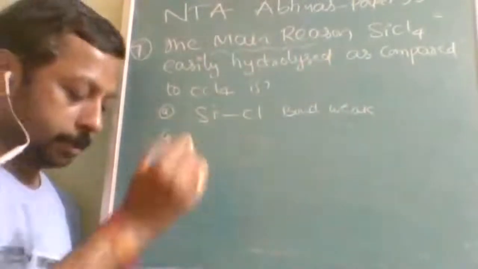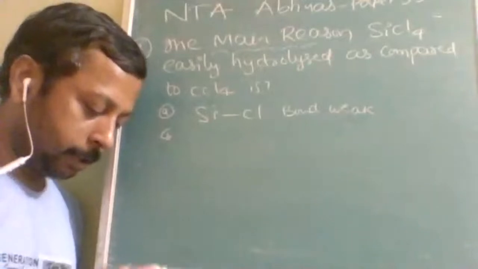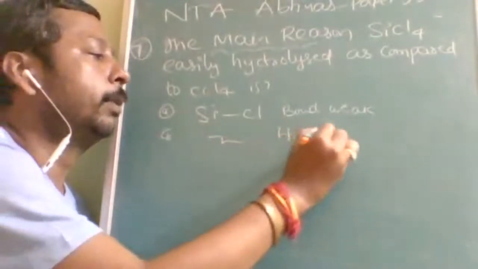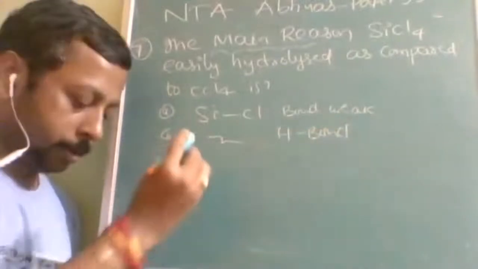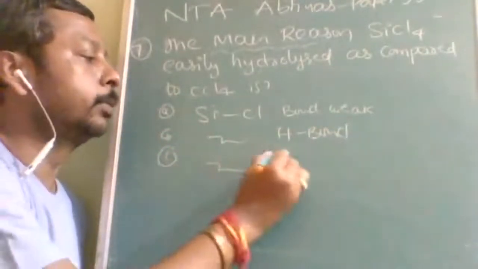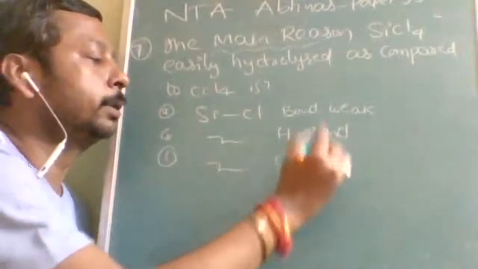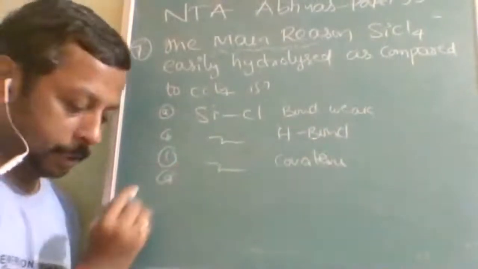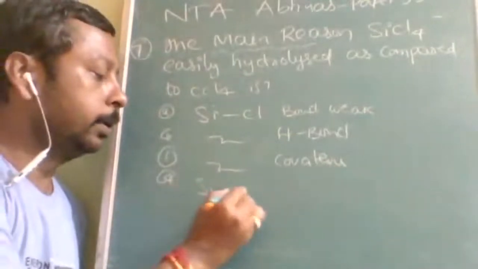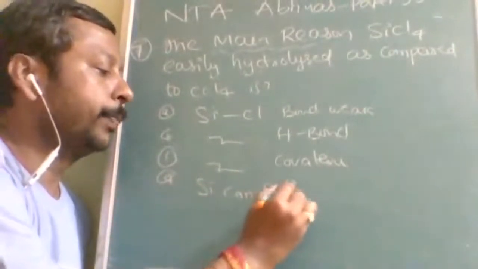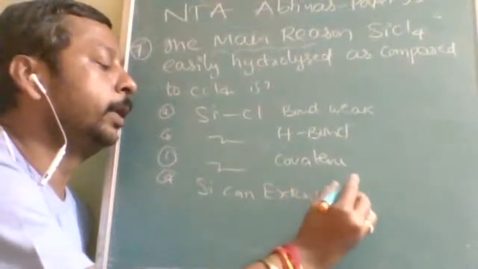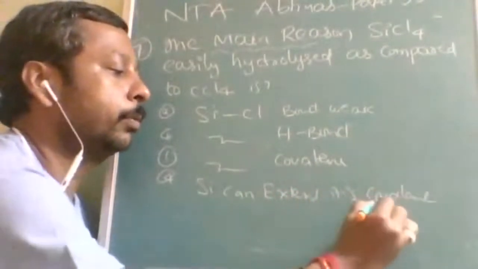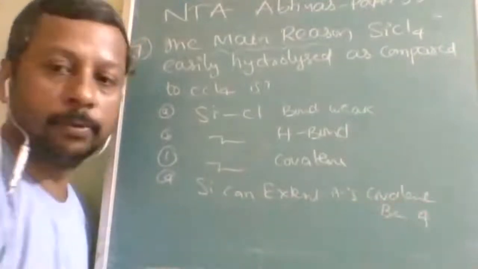The second one says SiCl4 can form hydrogen bonds. The third point says SiCl4 is covalent, whereas CCl4 would be ionic. And the fourth part says Si can extend its covalency beyond 4. What is the answer?